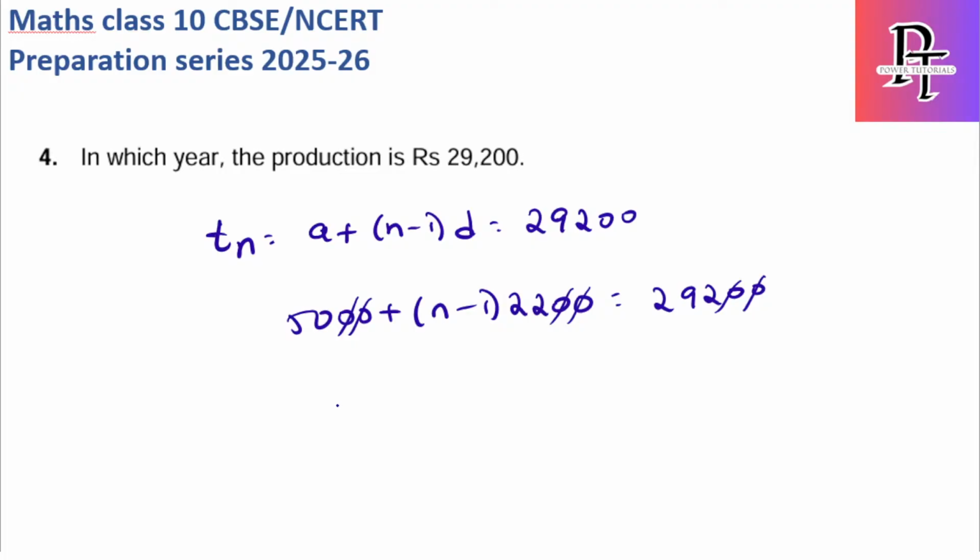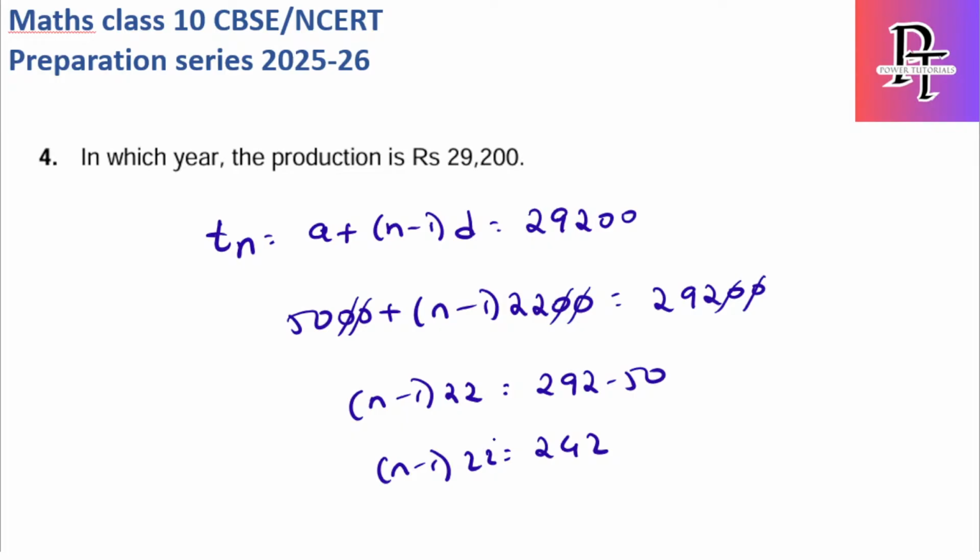So now this becomes n minus 1 into 22. Let's move 50 to the other side. You will get 292 minus 50. So this becomes 242, and this is n minus 1 into 22. So 22 ones, 22 11s. So the n value is 11 plus 1, which is 12. So the 12th term is this value, or in the 12th year the production is 29,200.